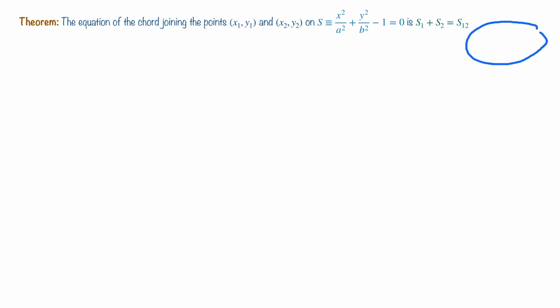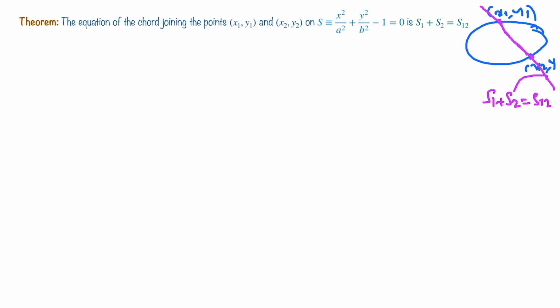If this is a standard ellipse, let us say this is a point x1, y1. Let us say this is a point x2, y2. Okay. Then this line equation in terms of S will be S1 plus S2 equal to S12. Okay. You can actually say this one is secant. Okay. Secant equation S1 plus S2 equal to S12. Chord means line segment, right? Of course. Okay. Fine.